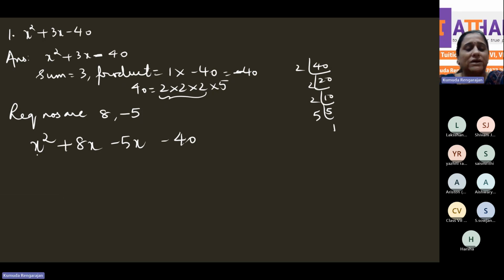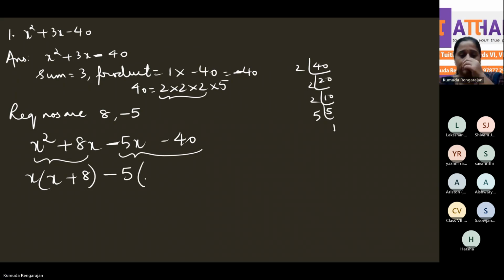Now, grouping. Because we split the middle term, we have 4 terms. Group the first 2 terms, group the last 2 terms. What is common? X is common. X into x is x squared plus x into 8 is 8x. Put this minus sign as it is. 5 and 40, HCF is 5. Minus 5 into x is minus 5x.